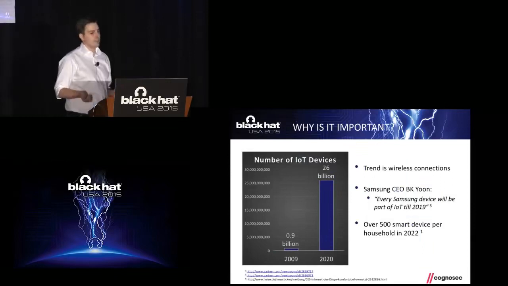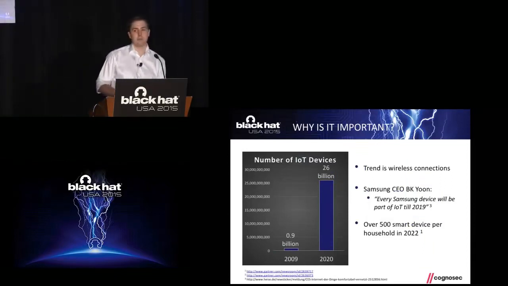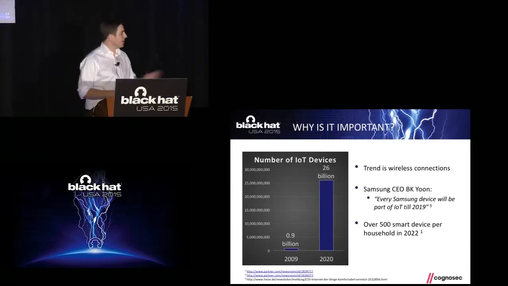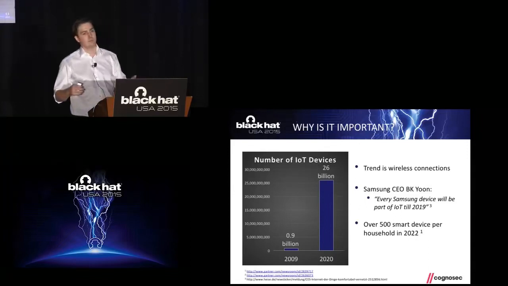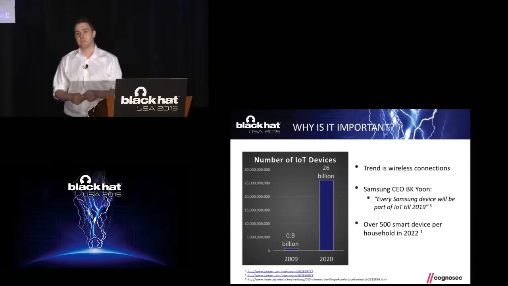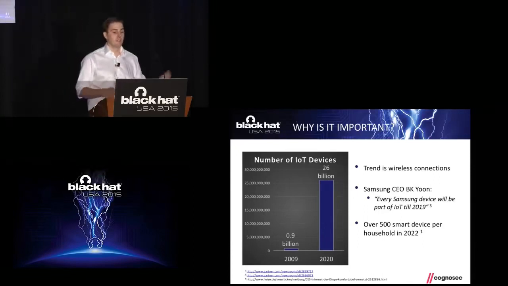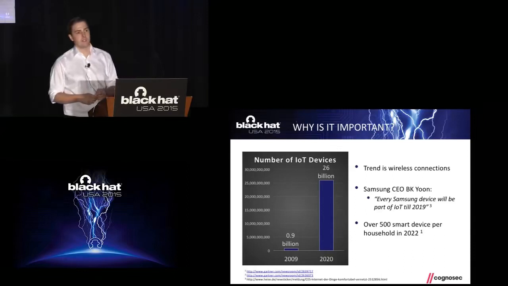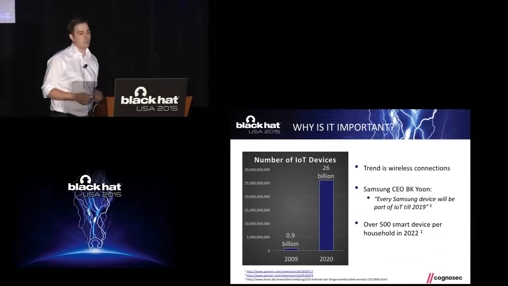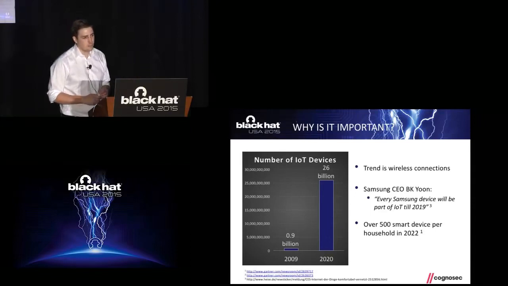So to support why it is important, I brought some numbers. They are actually from a Gartner study. So you see on the bars, the amount of devices out there is quite on the rise. This means back in 2009, there were 0.9 billion IoT devices, and they expect there to be 26 billion in 2020. So it's a Gartner study. It might happen, but the trend is certainly in the right direction.